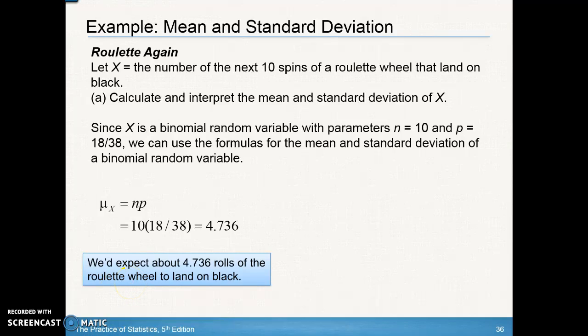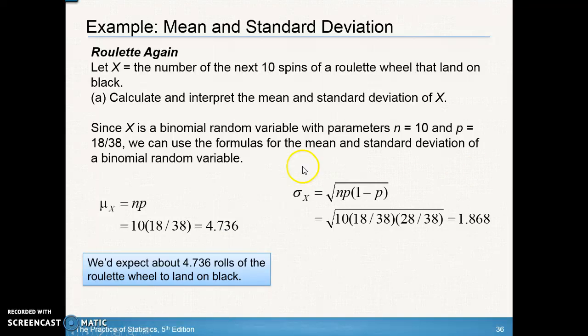If we were to do this many times, we would expect 4.736 spins to land on black when we spin it 10 times, okay? Now keep in mind though, please don't round this. I know that you can't land on 4.736, like you're either going to land on 4 or 5, but please don't round it because it changes the probability if you do round it.